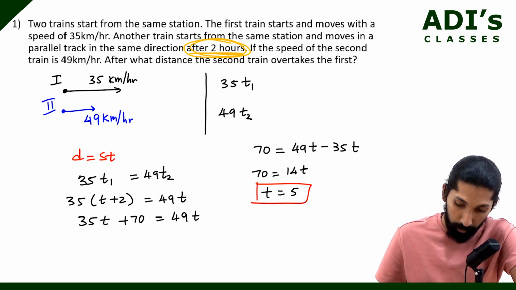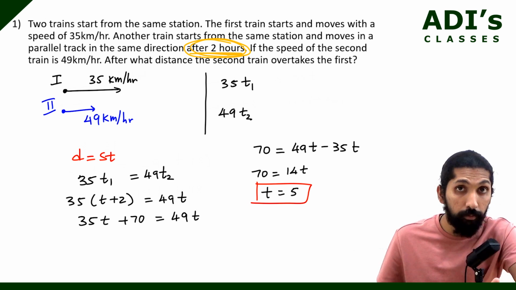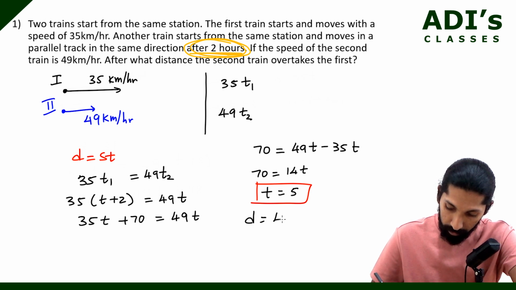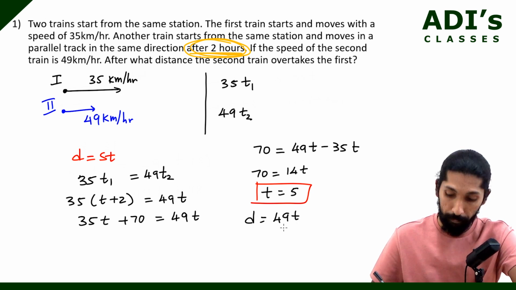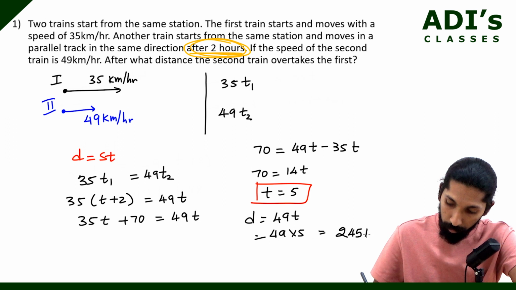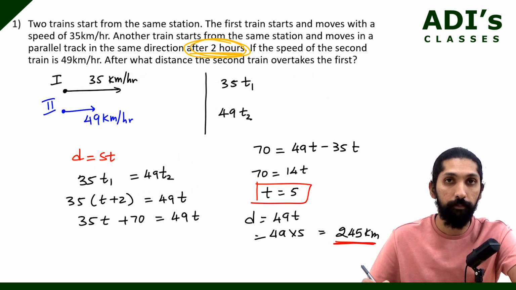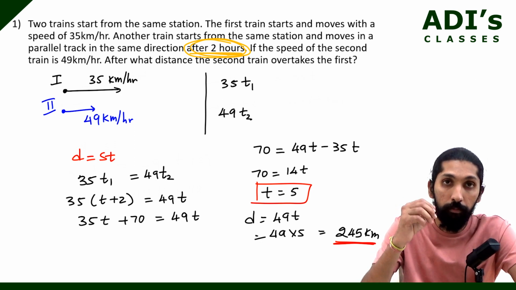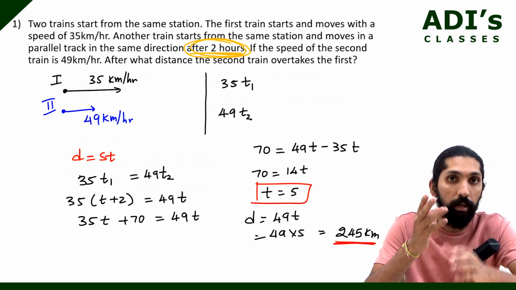So when you have T as 5, what are you going to do? Substitute the value. D is equal to 49T, so we get 49 into 5, which is 245 kilometers. So the distance is going to be 245 kilometers. Fair enough? This is how you need to solve the problem when two trains are moving in the same direction.